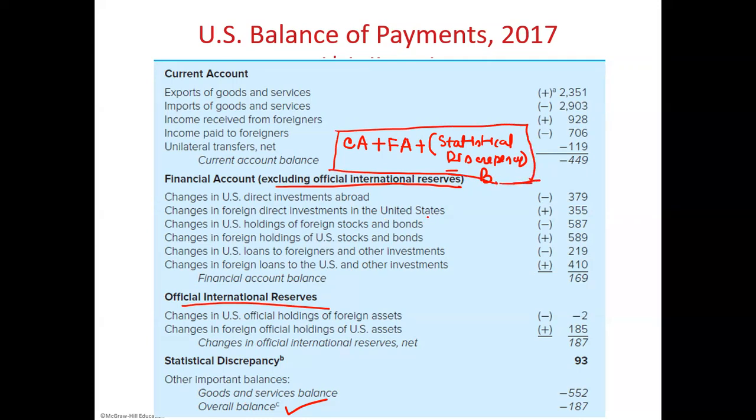Okay. Can you use your calculator to make this overall balance calculation by using the equation and taking the numbers from here? This one, and this one. Can you please add this and write your answer in the chat box?